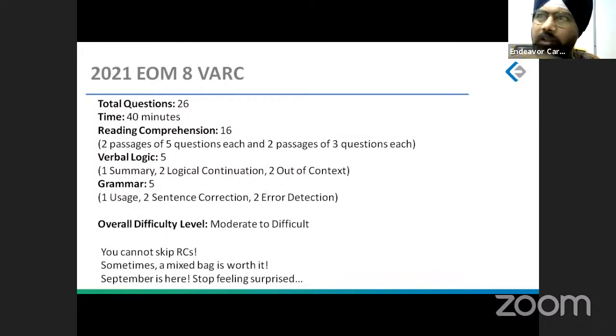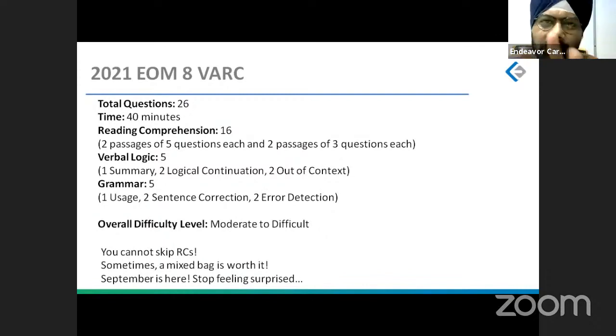What does that mean? That means 16 plus 5, 21 questions where you have to read. And 5 questions where no matter how much you read, you feel like, ये भी हो सकता है, ये भी हो सकता है. क्यों? क्योंकि grammar है. Sir, grammar तो हम पढ़ते ही नहीं है. Very good. मत पढ़ो. So many of you are planning to give the NMAT next month. मत पढ़ो grammar. फिर रोना आराम से. Overall difficulty level, I have said moderate to difficult.